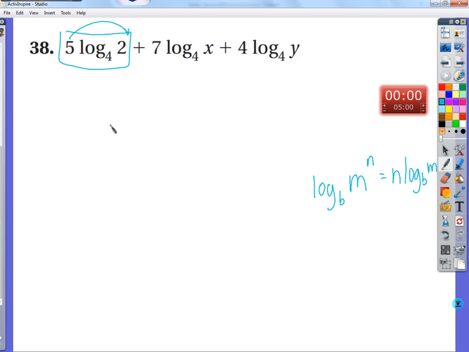The coefficient can come up and be the power of 2, so we have log base 4 of 2 to the 5th. We can use that same property on this guy right here. We got log base 4 of x to the 7th, and log base 4 of y to the 4th. So we're still adding these all together. And then I would say work from left to right would be the easiest way to go. So if we want to condense these, we're going to put them together as log base 4 of, because of addition, it's going to be log base 4 of what?